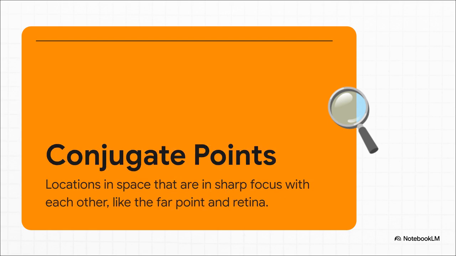Now, let's think about this concept of conjugate points. You can think of them as an unbreakable optical partnership. If the far point is point A out in space, the retina is its conjugate point B. If light originates at point A in space, it perfectly focuses at point B on the retina. And conversely, if we shine a light into the eye, like you do literally every day with your retinoscope, the light reflecting off the retina at point B will focus precisely back at point A. They are permanently, beautifully linked by the specific refractive power and axial length of that individual patient's eye.